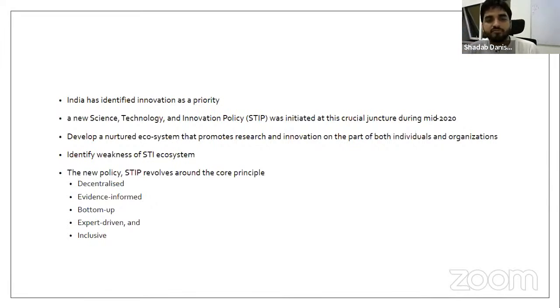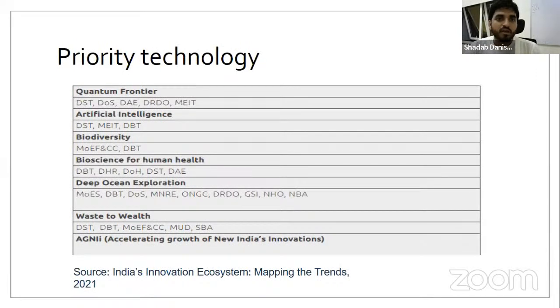Second is evidence-informed, which means that if some model or product has already worked somewhere, let's work on that, improve on that, and bring innovation. Bottom-up, which means feedback has to go from the bottom to the top, not orders from the top to the bottom. So that kind of principle has been laid down, along with export-driven and inclusive. These are the five principles on the basis of which the STIP policy has been framed.